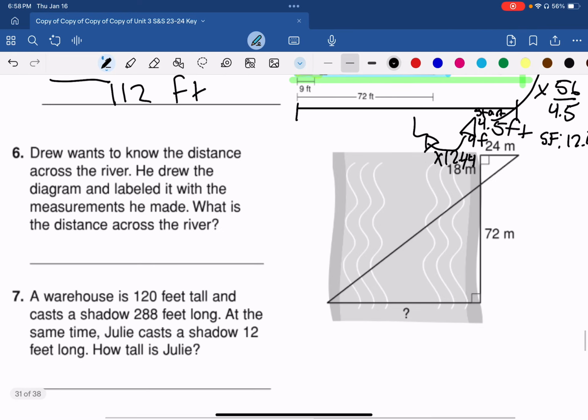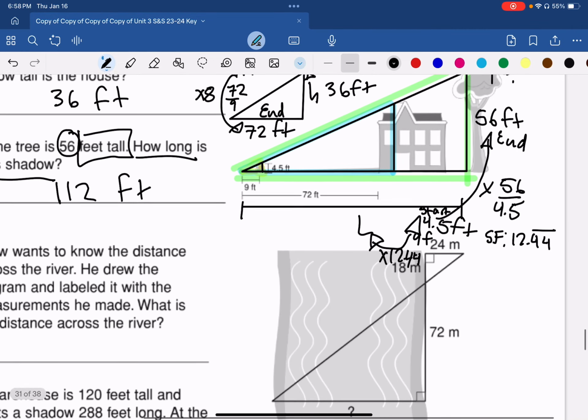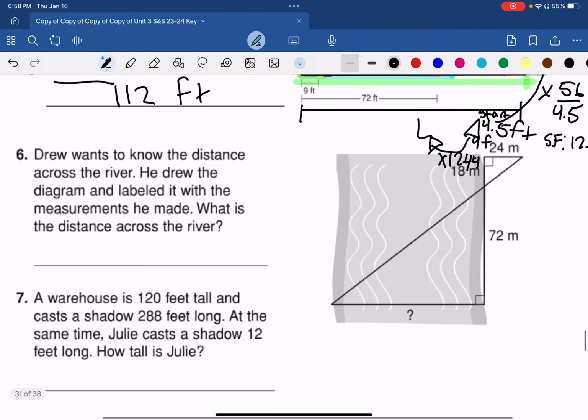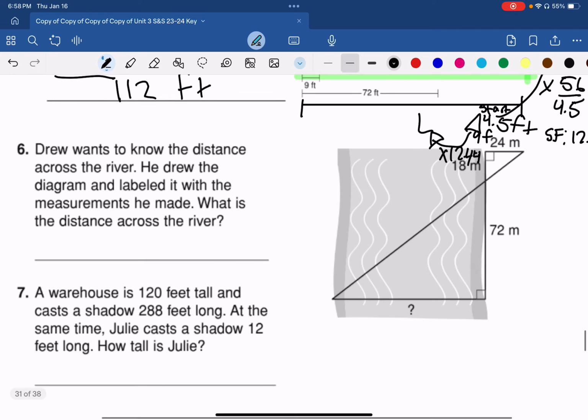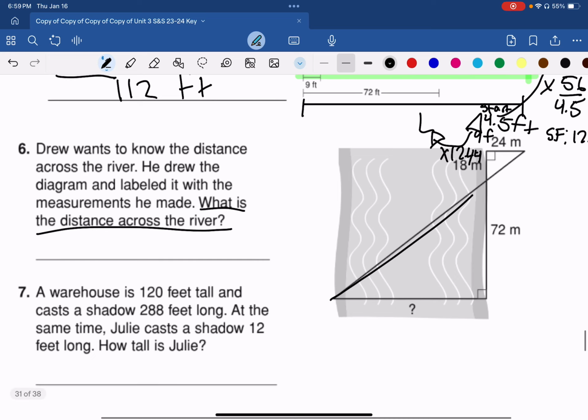All right, this next one's exactly like our first one. You can go ahead and do it yourself if you'd like, or not. It says, Drew wants to know the distance across the river. He drew the diagram and labeled it with the measurements he made. What is the distance across the river? So they don't mean diagonal across, they mean straight across, right?